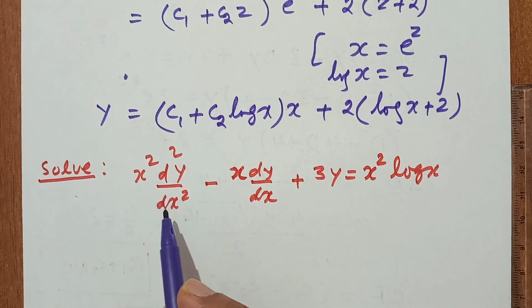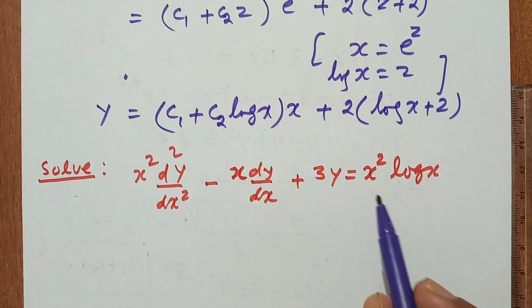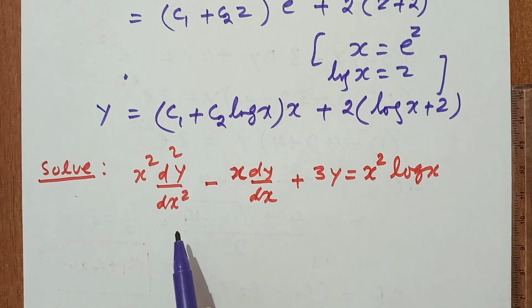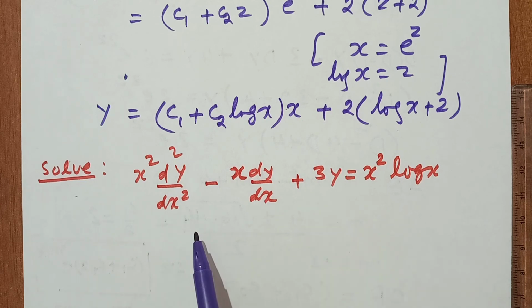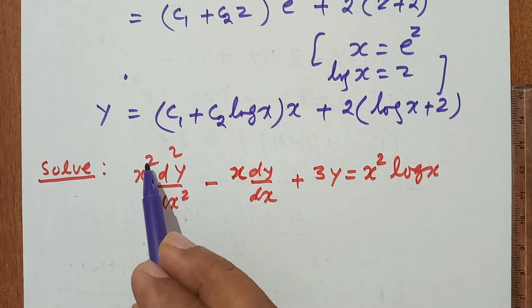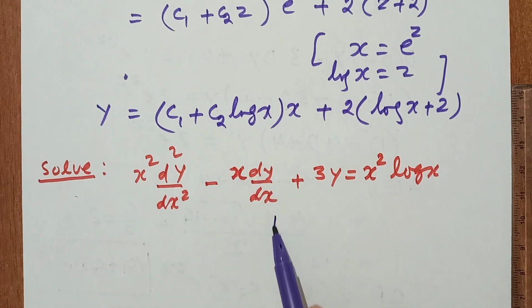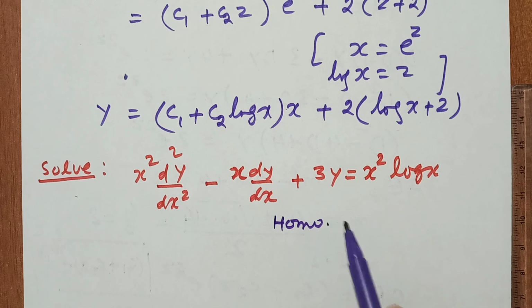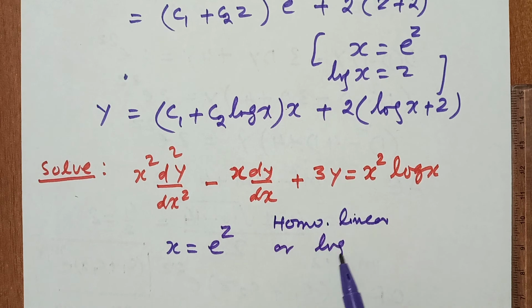x² d²y/dx² − x dy/dx + 3y = x² log x. First you see this is a homogeneous linear differential equation, meaning the order of derivative is 2 and the multiplication is x², the order of derivative is 1 and the multiplication is x, so this is a homogeneous linear differential equation. So first we will put x = e^z, or log x = z.